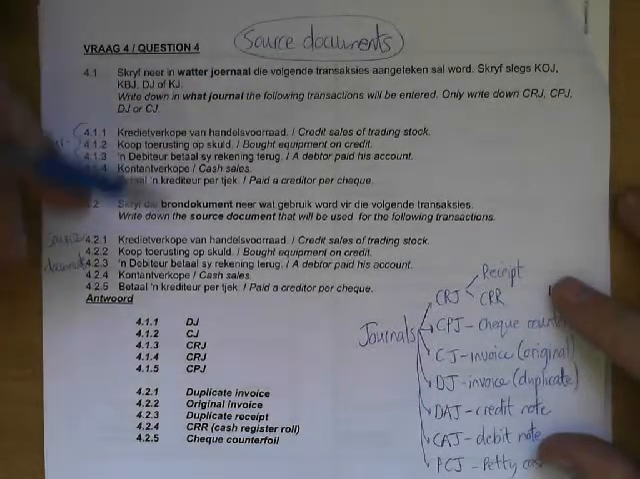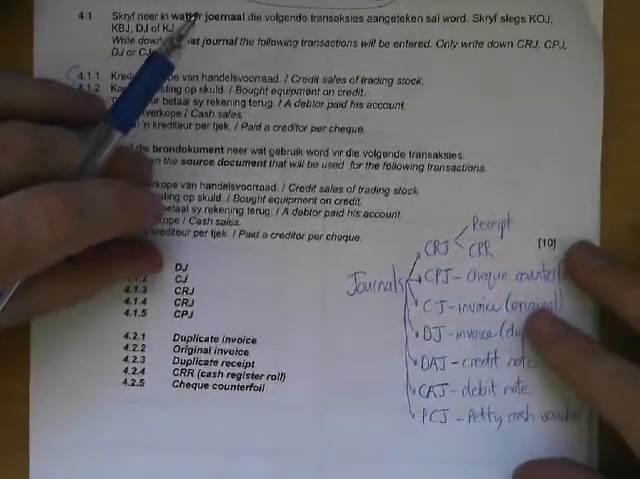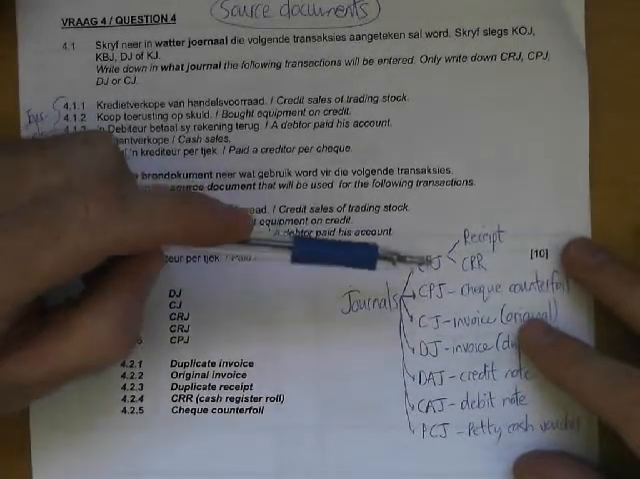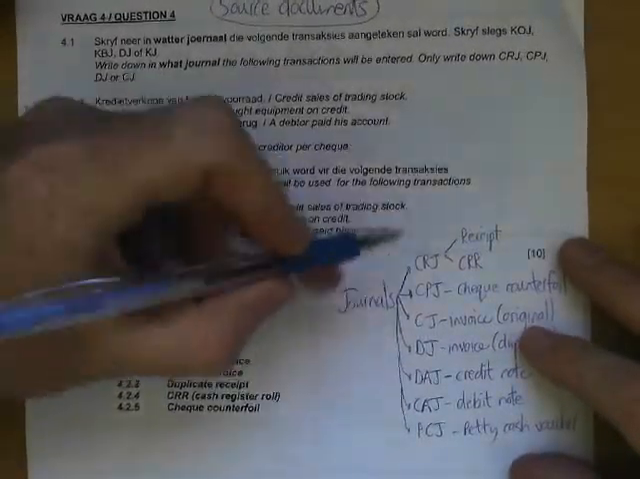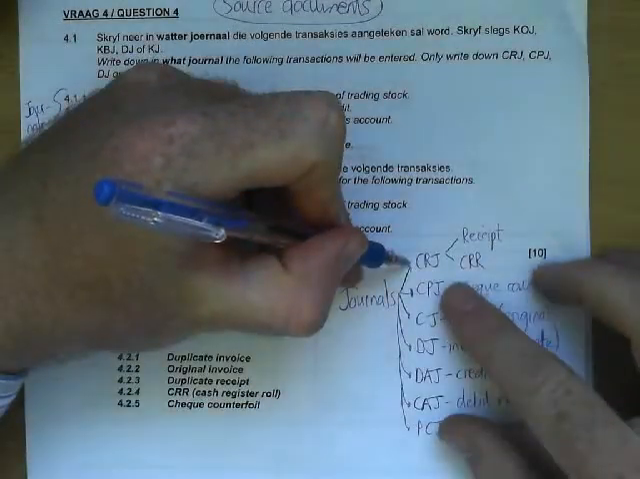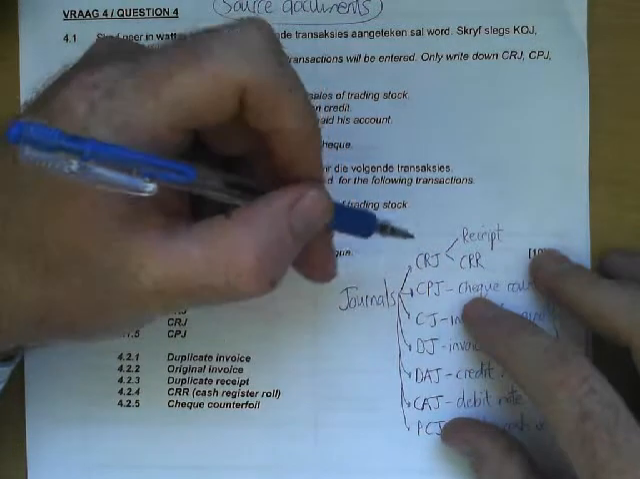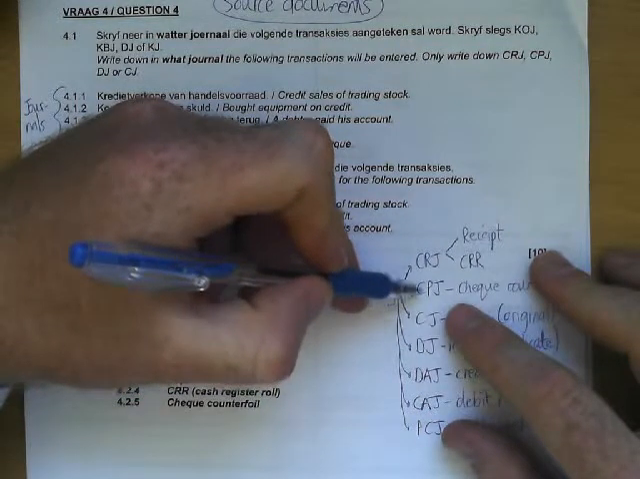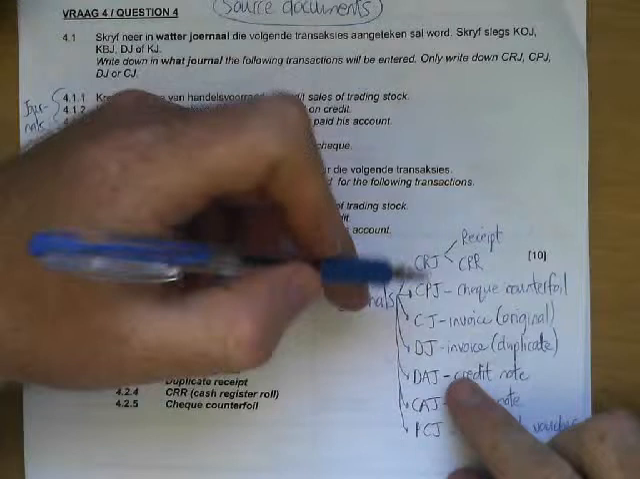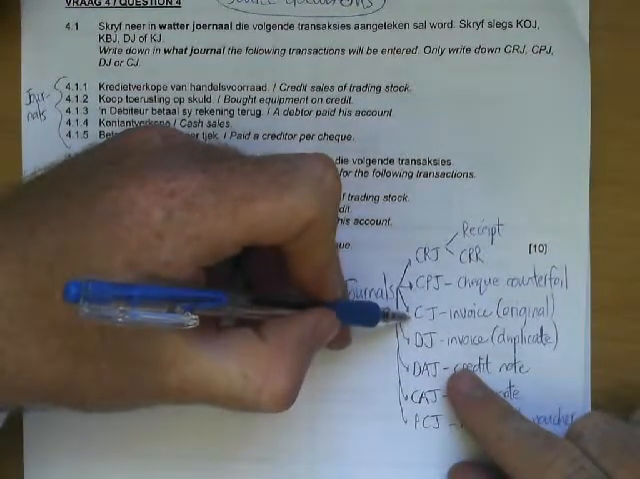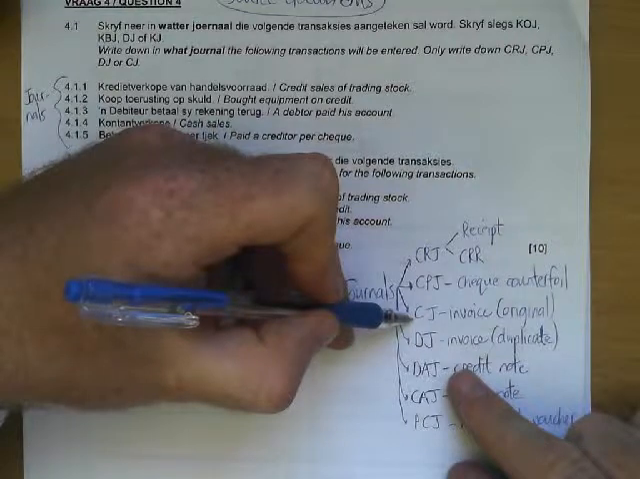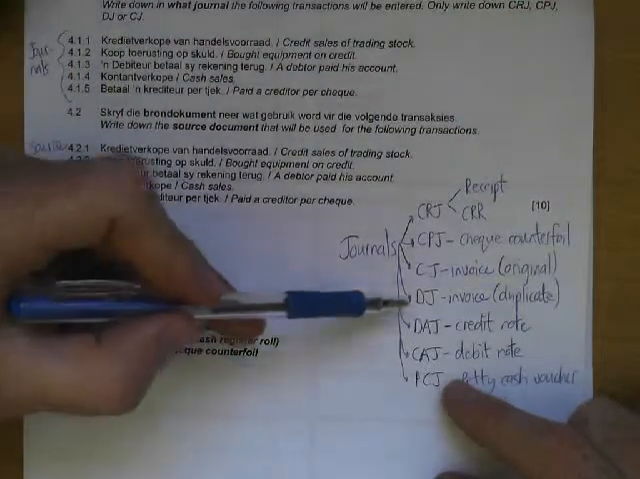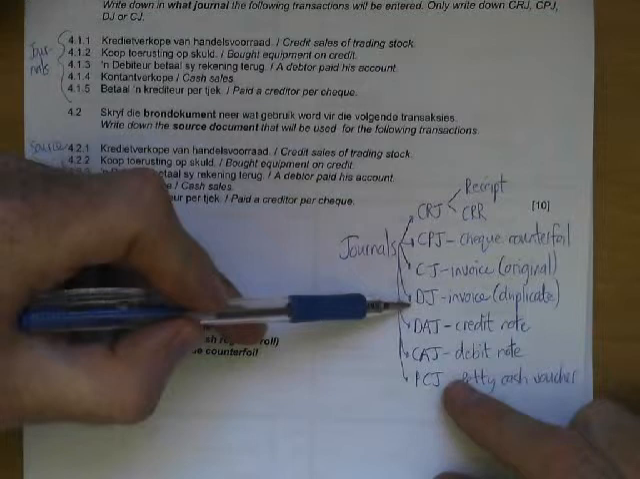Now, before I go through this example in question 4, I'm going to explain the difference between the journals and which journals have which source documents. Okay, so we've got a few journals. The first journal is the CRJ, the cash receipts journal. We're receiving money there. And the second journal is the CPJ, cash payments journal. We pay money out from the bank. Then we've got the CJ, the creditors journal, where we buy things on credit. We've got the debtors journal, the DJ, where we sell stuff on credit. That means we sell to people who do not pay.